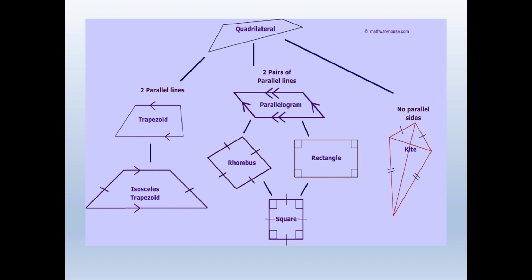Is a trapezoid a parallelogram? Of course, no, because trapezoid is not found under parallelogram. Next, is an isosceles trapezoid a quadrilateral? Yes, isosceles trapezoid is a quadrilateral because it has four sides.